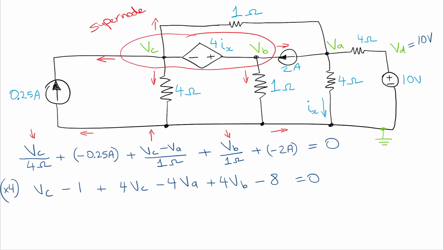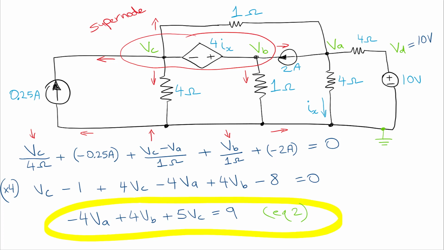Well, let's simplify that equation, and let's multiply it by 4 to get rid of the denominator. So then we get VC minus 1 plus 4VC minus 4VA plus 4VB minus 8 is equal to 0. Okay, and then if we collect the terms, we get this equation: minus 4VA plus 4VB plus 5VC is equal to 9, and we're going to call that equation 2, so that is our second intermediate result. Okay, we want to set up basically a system of equations in terms of all of the node voltages, so then we can solve for all of the node voltages.